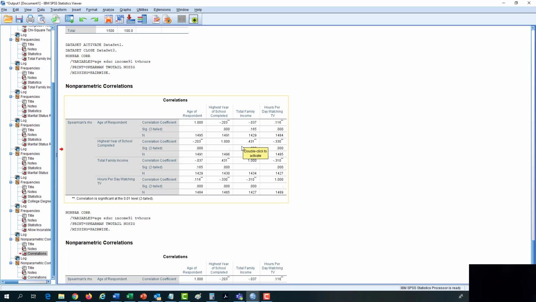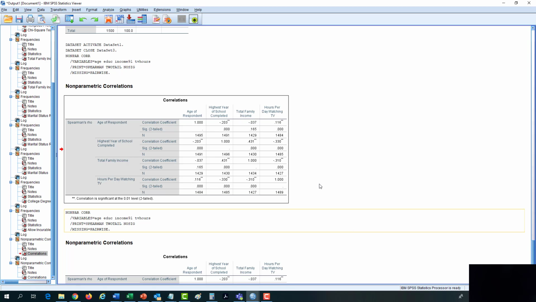So, a positive relationship, weak to moderate, or maybe moderate, between highest year of school and total family income. Also, the significance number is 0.000. That is a significant test. Okay?